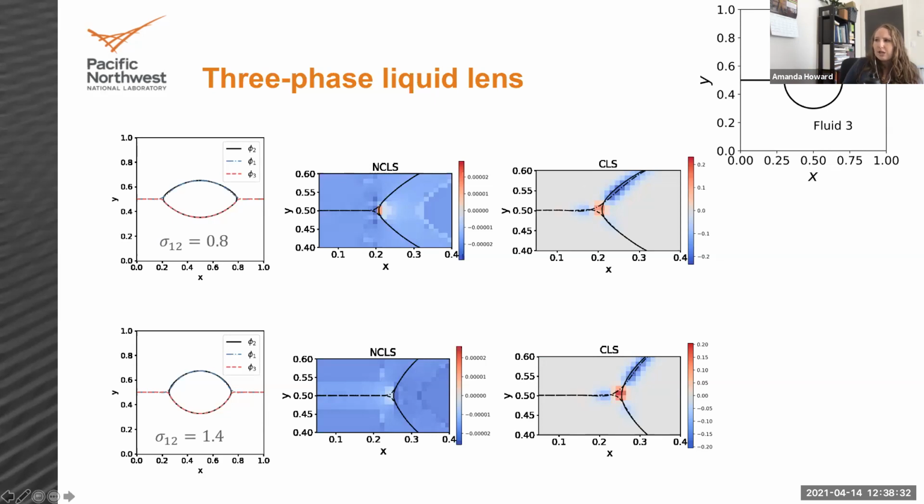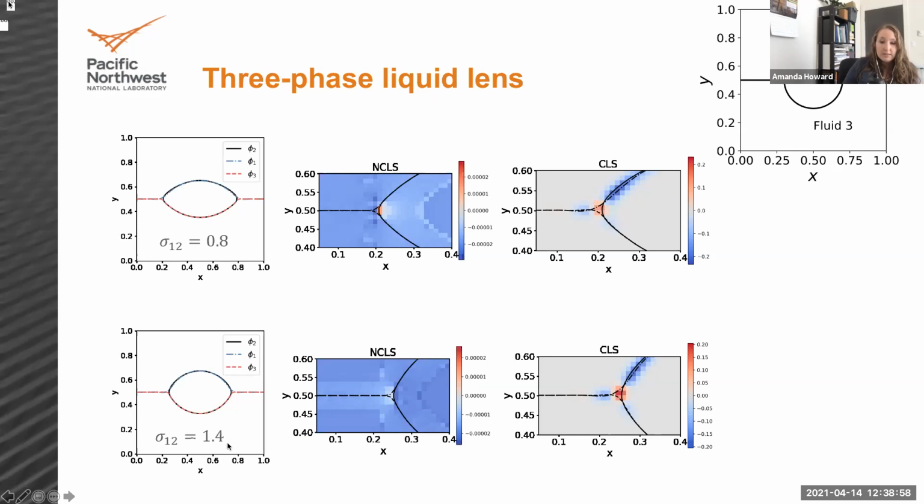So even though the deformation with CLS is approximately correct, there's about a 20% error in the sum of the color functions. So we have an overlap here, and we have a void that forms. NCLS is significantly more accurate. So it's like 4 orders of magnitude more accurate in maintaining that conservation and limiting overlaps and voids.